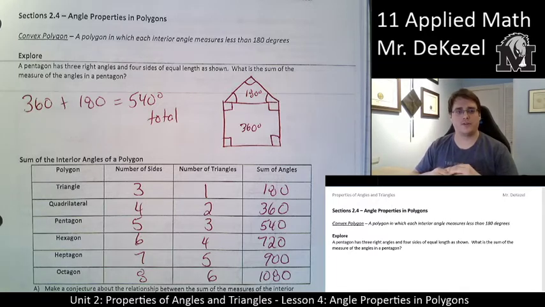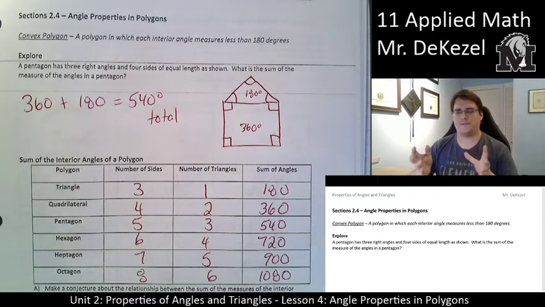But what we're going to do is explore a pentagon and its interior angles. So a pentagon has three right angles and four sides of equal length. What is the sum of the measures of the angles in a pentagon? I drew a pentagon and then broke it up into a square and a triangle, just to make it as clear as I could. Within the square, the interior angles are 360 degrees, 90 plus 90 plus 90 plus 90, and the angles within the triangle are 180. If you add them all up, you would get 540 total.